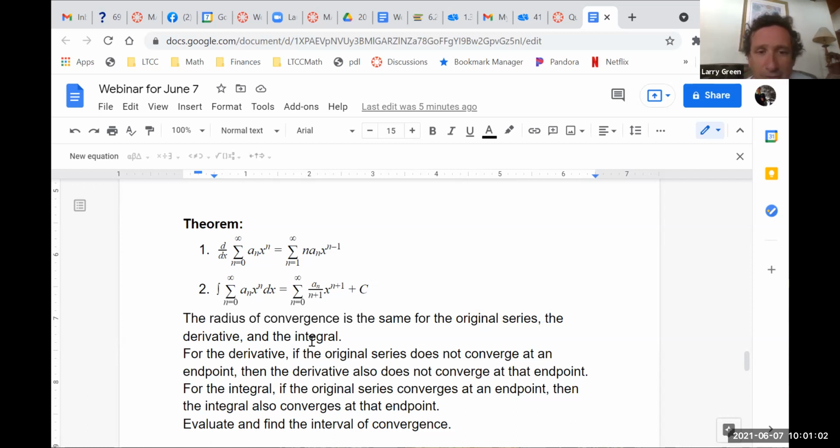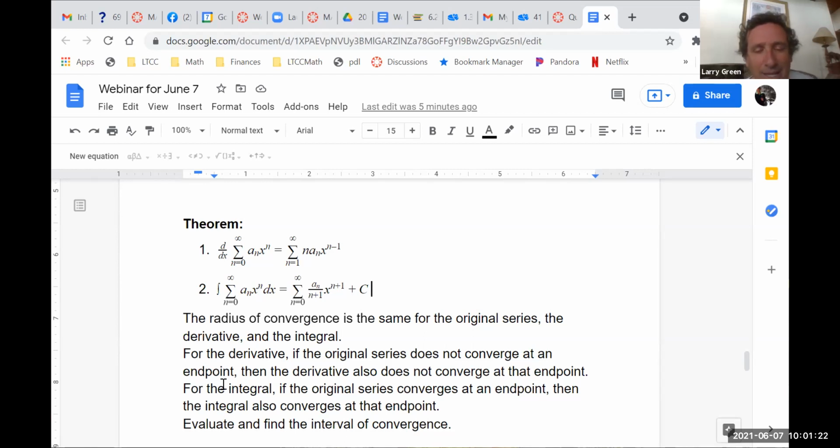Okay, and then a note, the radius of convergence is the same for the original series as it is for the derivative and the integral. So the radius of convergence does not change. On the other hand, the interval of convergence can change for the derivative, and also for the integral.